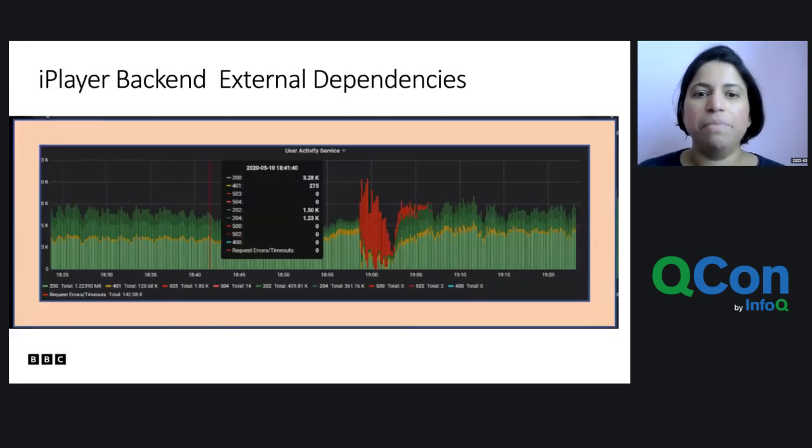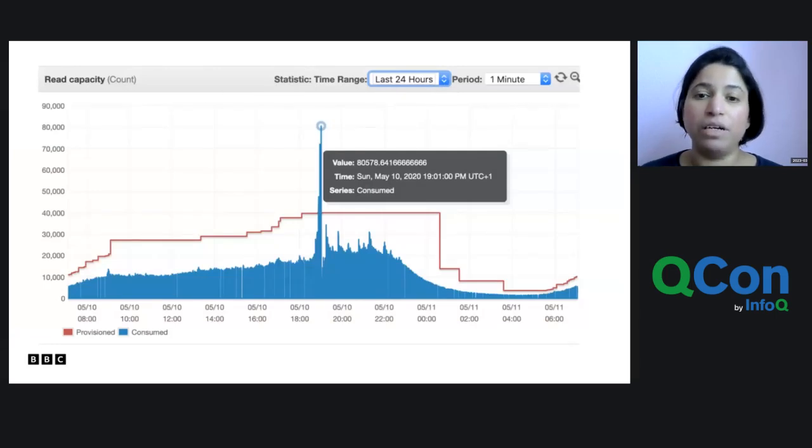When we looked at the iPlayer backend external dependencies, this one shows you the interactions with user activity service. And you can see around about 7 p.m., there were a lot of errors coming out of US. Digging a little deeper into US, we saw there was a huge spike on our DynamoDB. This dashboard shows you the read capacity on one of our tables. The blue data points indicate the consumed capacity, and the red line indicates the provisioned capacity or the max threshold that is available at that particular point in time. As you can see, there's a big spike around 7 p.m., which resulted in US throwing errors, and those errors were cascaded to iPlayer, which resulted in the crashing of iPlayer.